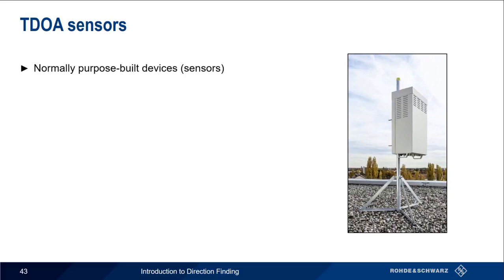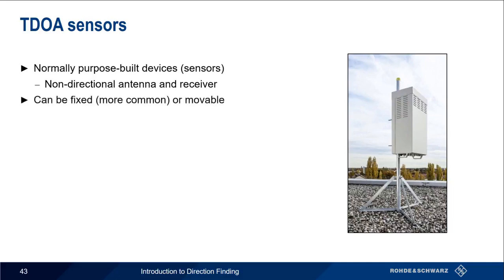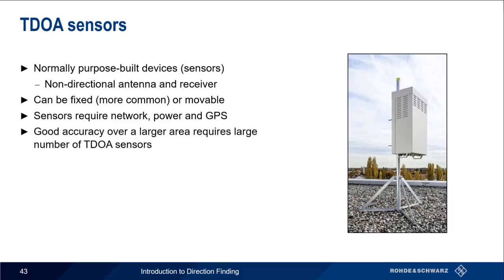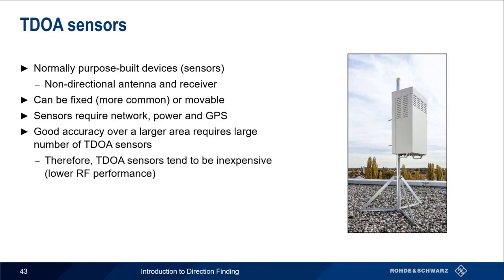TDOA-based direction finding is typically implemented in the form of purpose-built sensors that contain both a receiver and a non-directional antenna. These sensors can be more or less permanently fixed in a location, which is by far the most common case, or can be moved. In either case, the sensors require a network connection for sending the time-stamped IQ data back to the master station. They also require power and GPS for both location and timing. And as we'll discuss in just a moment, good accuracy over larger areas requires a large number of these sensors. So dedicated TDOA sensors tend to be relatively inexpensive, and thus have lower RF performance than receivers used in other DF methodologies.